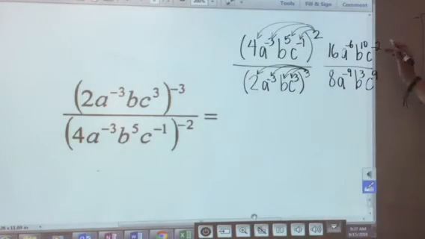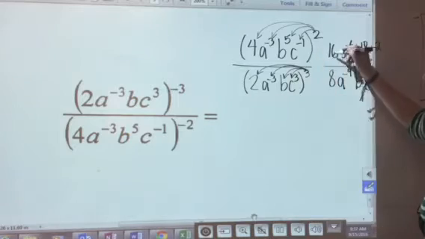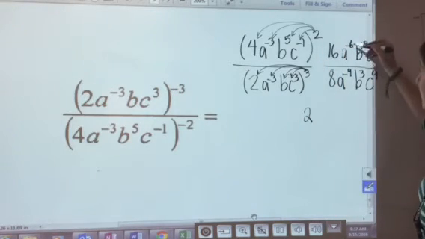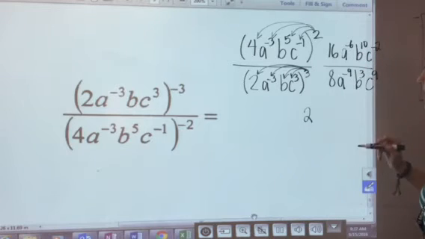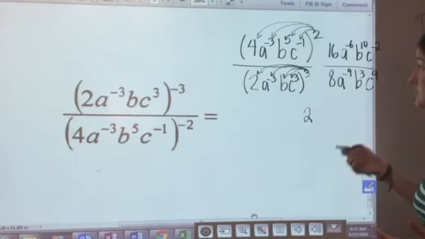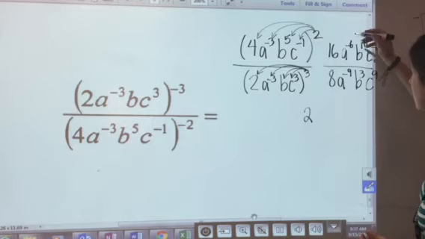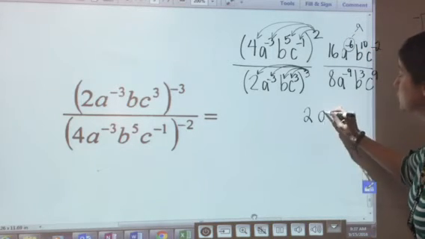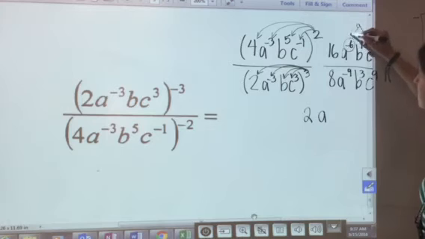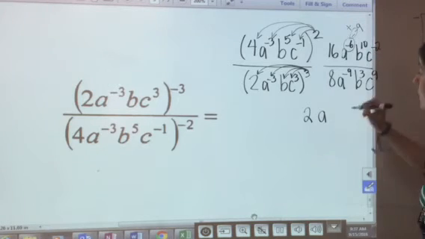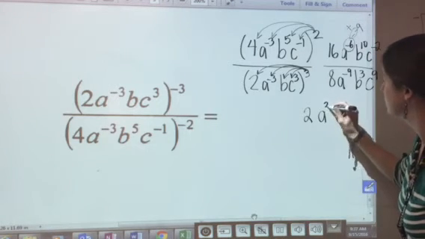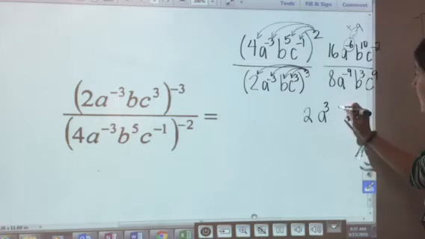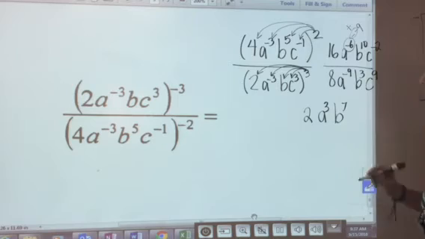Now I'm going to separate it so that I have like bases. 16 divided by 8 is 2. A to the negative 6th over a to the negative 9th. Again, you have options. You can just do negative 6 minus negative 9, which is negative 6 plus 9, which is a to the third power. Then we've got b to the 10 minus 3. 10 minus 3 is 7.